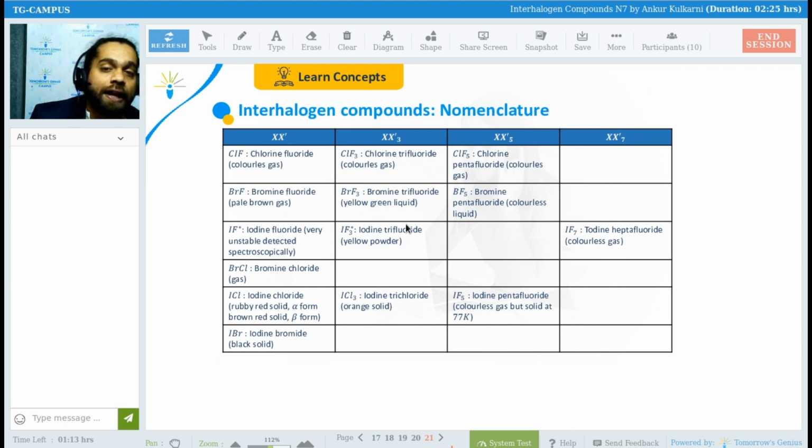Now look at this. Oh my God, there are so many molecules. How do we do it?